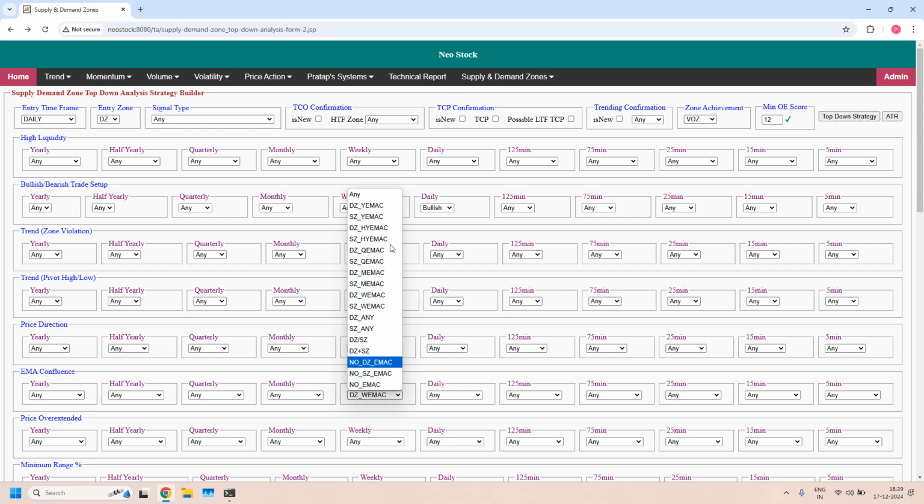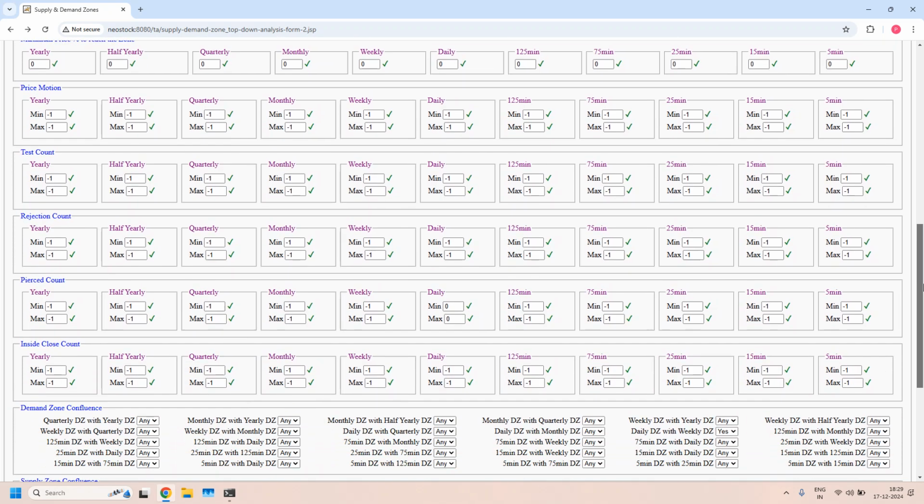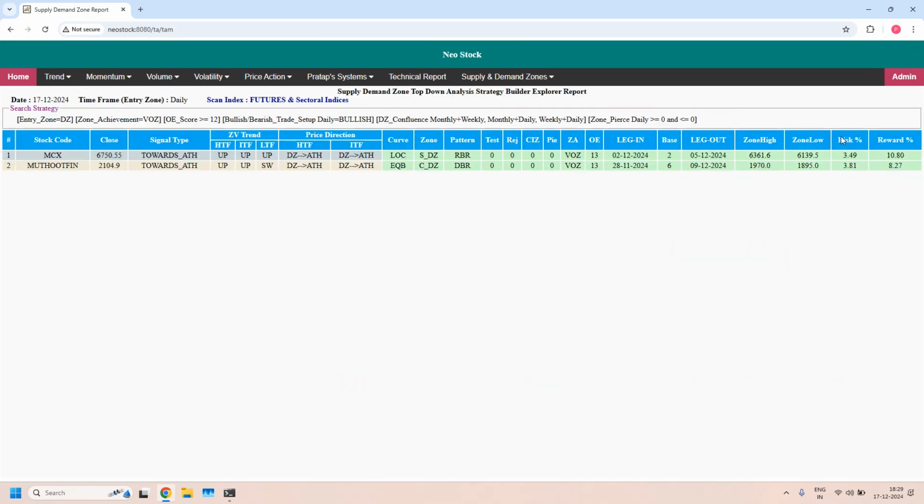I am removing this EMA filter. In the demand zone confluence, we should set 3 filters. First filter is already set, that is a daily with weekly demand zone confluence. Second filter is a daily demand zone with monthly demand zone confluence. Third filter is weekly demand zone with monthly demand zone confluence. With all the 3 filters, LTF, ITF and HTF demand zone confluence, we got only 2 stocks.